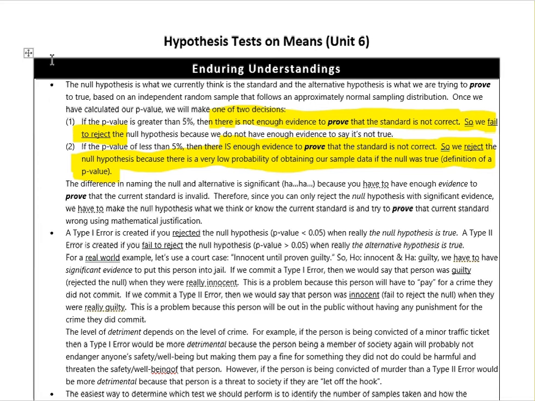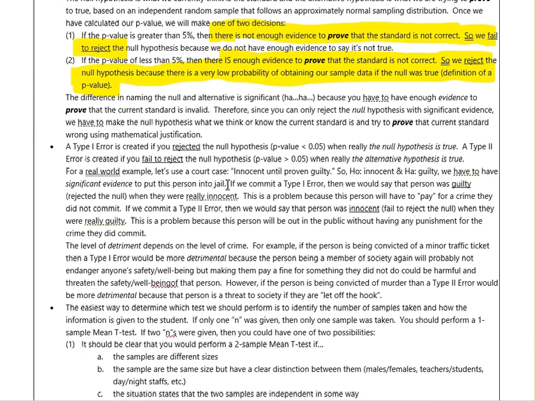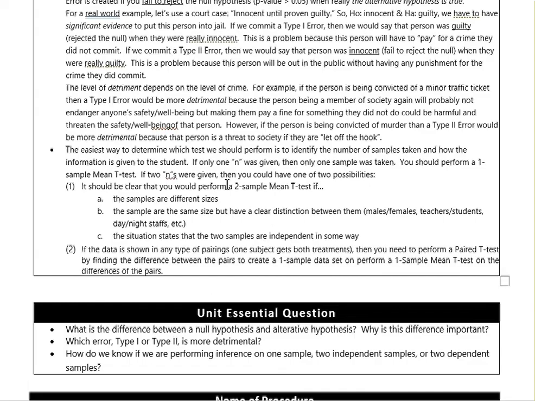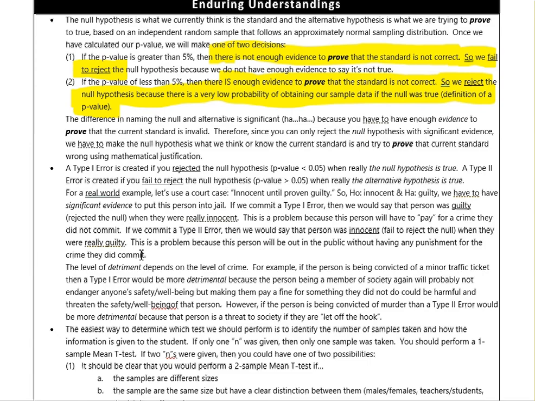So I want you to remember the difference between a type 1 and a type 2 error. A type 1 error is created if you reject the null hypothesis when the null is really true, and a type 2 error is when you fail to reject the H0.